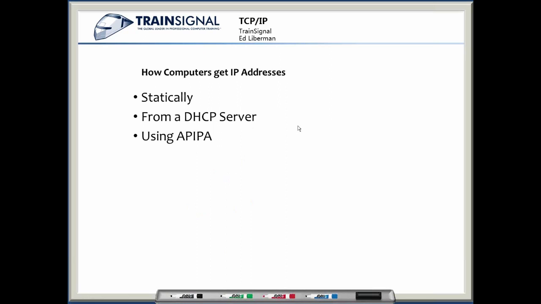Now there are 3 different ways that a computer can get an IP address. One way would be statically. This means that you literally go in and manually type in an IP address for the server. Or really I should say for the client, the server, whatever, the computer. This is kind of the original way that we used to do it way back when. Not a very much preferred way of doing it in today's world.